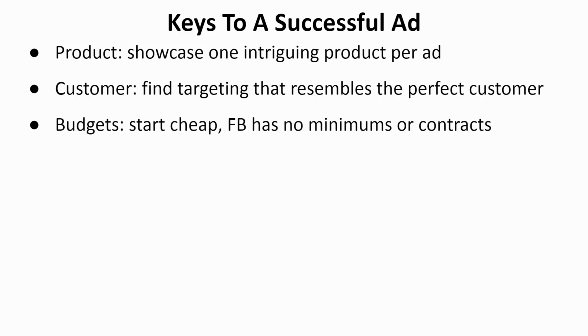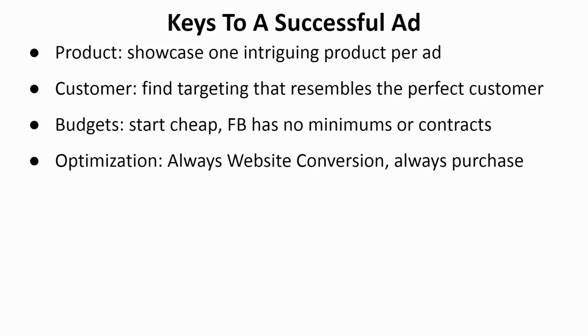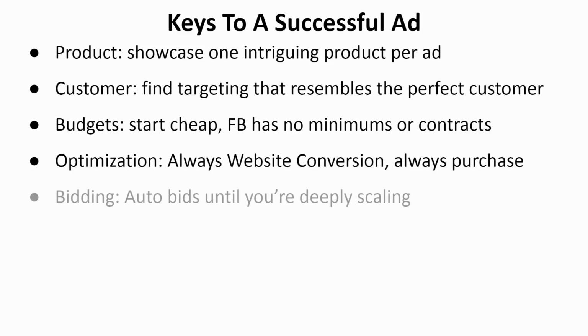Really love this point. Budgets: we don't need to start high. In fact, we're going to start low. There are no minimums and no contracts, so we're only going to scale, aka spend more on our ads, when we know things are working. Optimization: we're always going for website conversion and the specific event. We're always going to go for purchase. I know a lot of people have different thoughts about this, but I've always had success running website conversion ads going after the event for purchase, and you'll see that when we go over the shoulder.